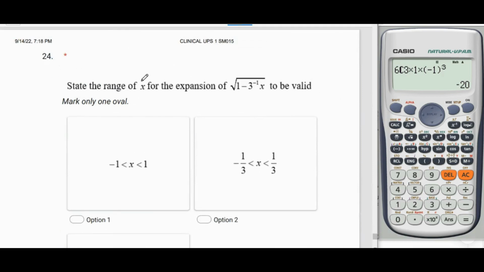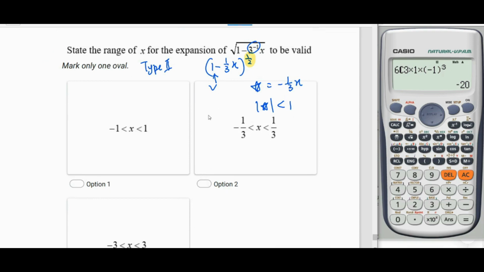Then state the range of x where this expansion is valid. So try to rewrite this in the power form. The square root means power of 1 over 2. Inside here, 1 minus 3 to the power negative 1 means 1 over 3x. So this will be looking at the power of 1 over 2. This is our type number 2, where everything must start with 1. Yes. So the star here will be negative 1 over 3x. So to find validity, it will be modulus of star less than 1. So what you want to expand here is modulus of negative 1 over 3x less than 1.